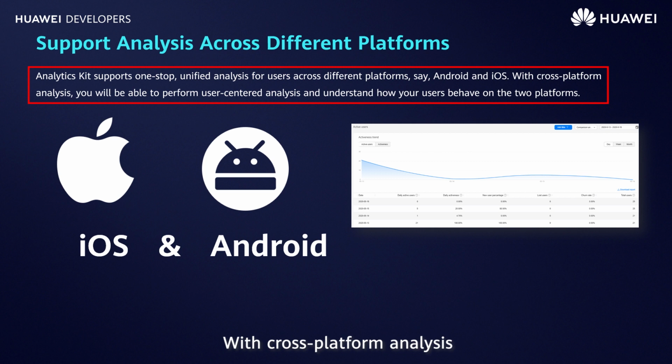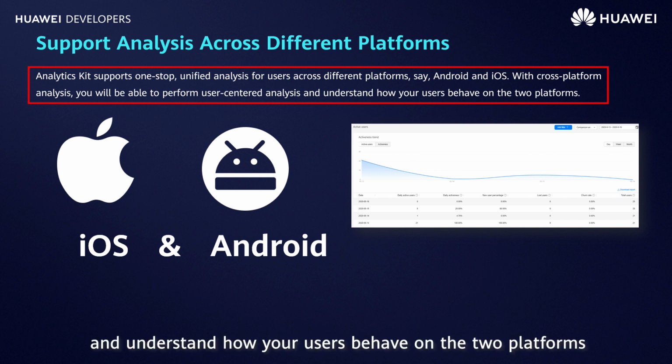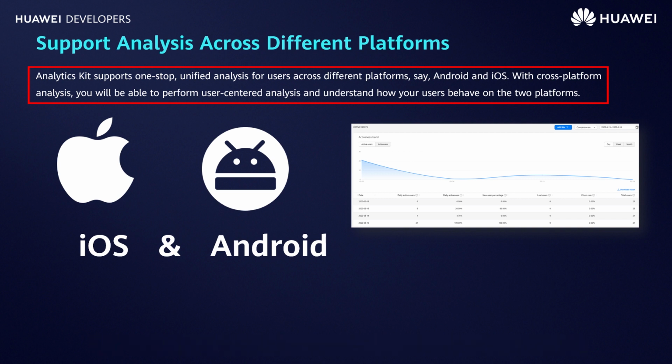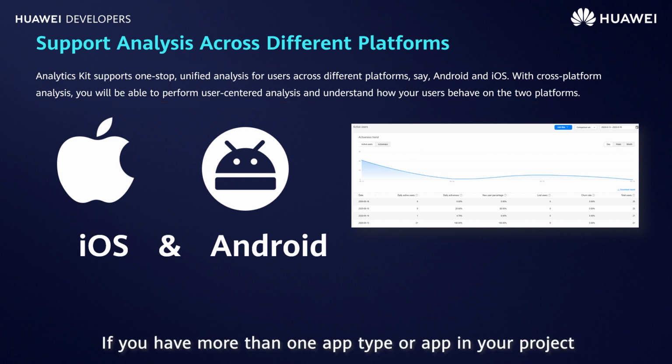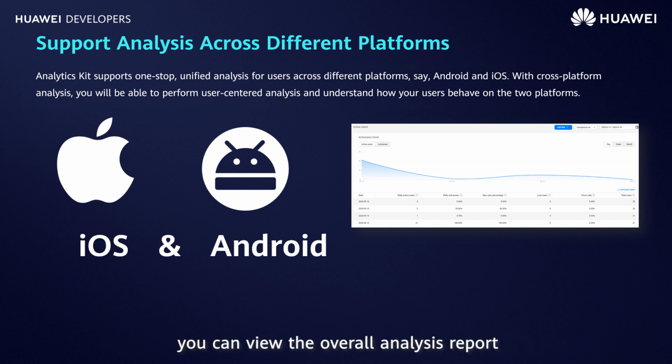With cross-platform analysis, you will be able to perform user-centered analysis and understand how your users behave on the two platforms. If you have more than one app type or app in your project, you can view the overall analysis report, or use filters to view the analysis report specific to a certain app type or app. You can even link users' activity data from different devices by using user ID to obtain cross-platform data views.